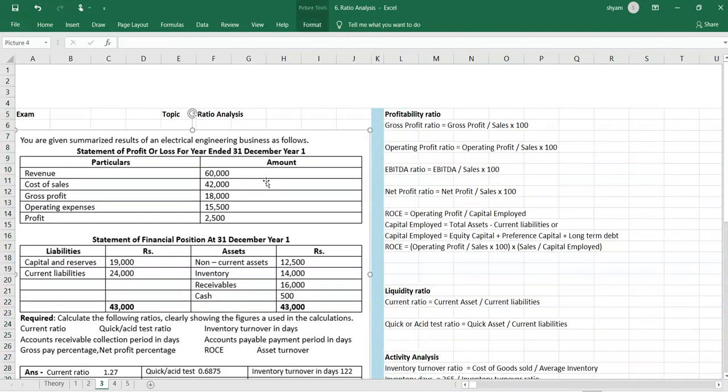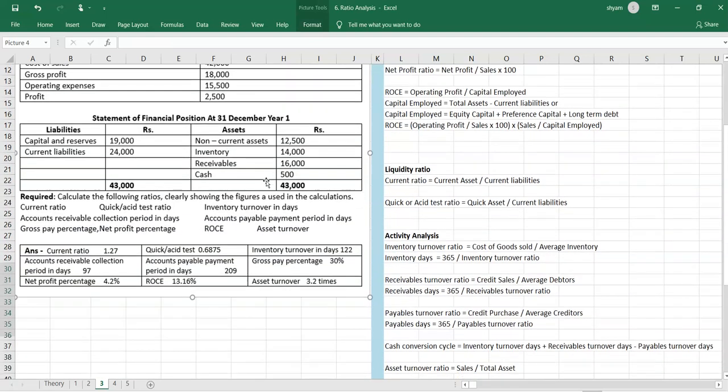Okay, we can do this sum as our next sum. Here the answers are clearly given. They have been clearly given.